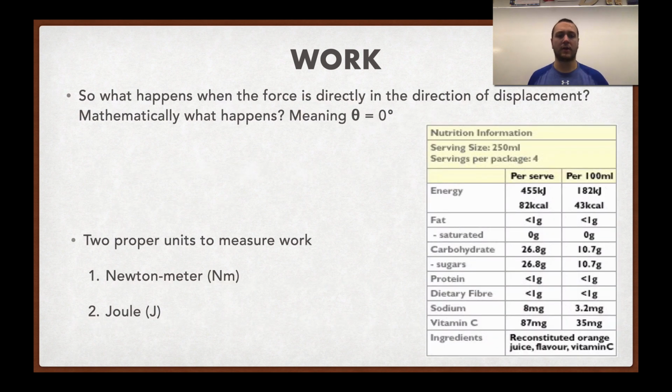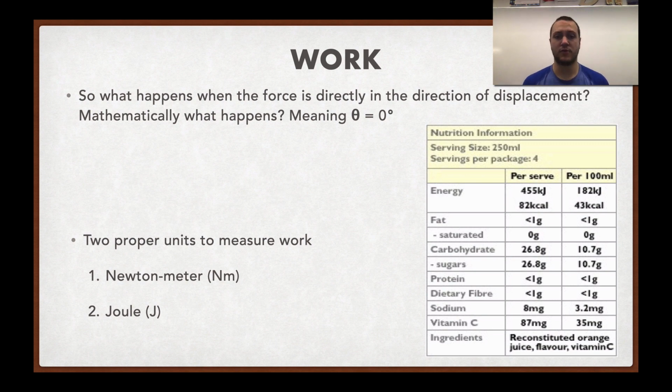So for work, we have two ways again that we can measure this: the newton meter or the joule. Joules, again, being equivalent to energy, because if you have energy, you can do work. And in order to do work, you need to have an energy change. Now, here's a question. What happens when the force is in the direction of displacement? It is only in the direction of displacement, so when theta equals 0 degrees.